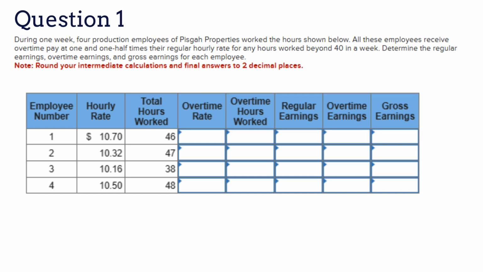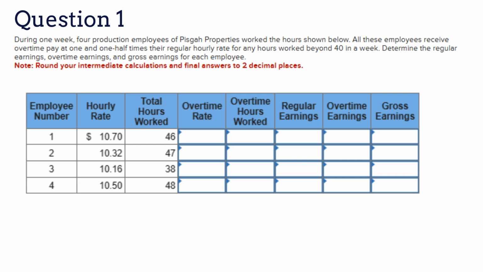Employees receive overtime pay at 1.5 times their regular hourly rate for any hours worked beyond 40 in a week. Let's complete the information for employee 1 together. Employee number 1 has an hourly rate of $10.70 and 46 hours worked. The employee worked overtime hours because the total number of hours worked is over 40 hours. So, this employee has 6 hours of overtime and 40 hours regular time.